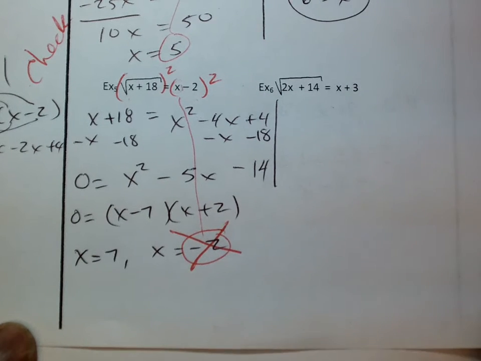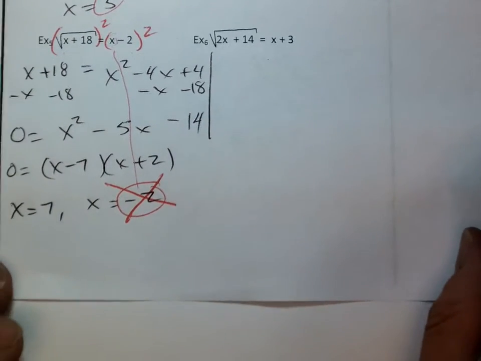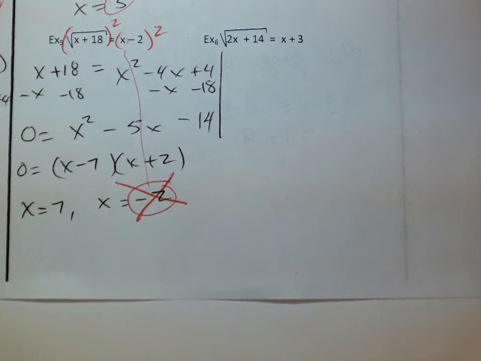All right, example 6. Pretty darn similar, so let's try and do 6 also, okay? So, first step is to get rid of the square root, right?